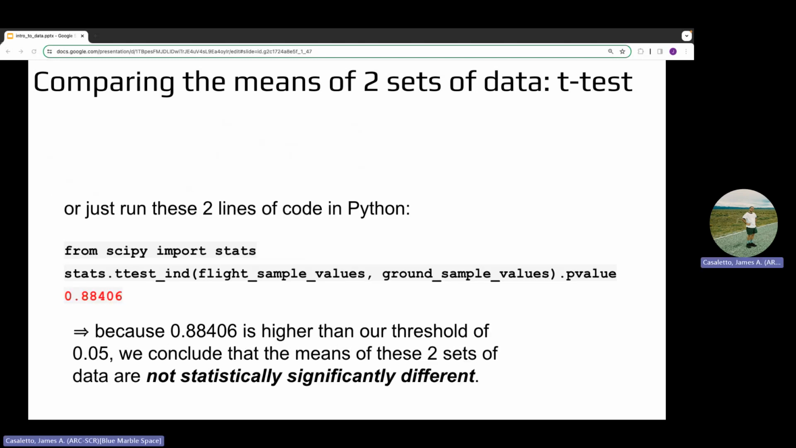Of course, as programmers, we don't want to do any calculations by hand, but would rather automate everything. Instead, for this particular statistic, we can provide the list of values for the flight samples and the list of values for the ground control samples to a function. In this case, it's called t-test_ind, and then examine the p-value associated with that statistic. P-values range from 0 to 1, and the closer to 0 means the more significant the difference. If the p-value is less than 0.05, the means are significantly different. In this example, in this slide, the p-value is 0.88406, so the means are not statistically significantly different.